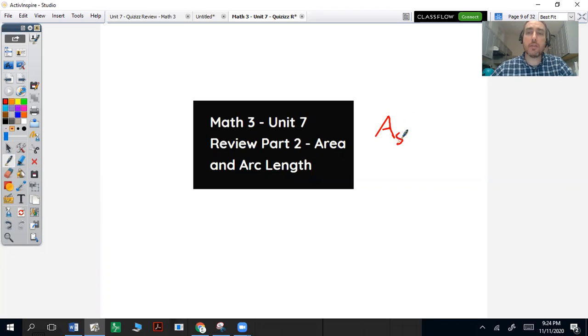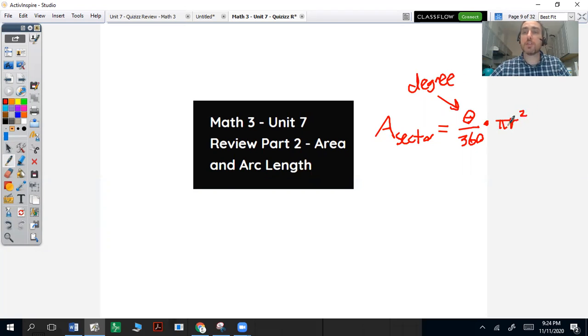So when I want to know the area of a sector, that sector is going to be measured in degrees. So you'll have some degree over 360. And this symbol here, theta, is just a Greek symbol. It stands for degree or radian measure. So in this case, it's going to be degree because it's out of 360. And then we're going to multiply that by pi r squared because the area of a circle is pi r squared.